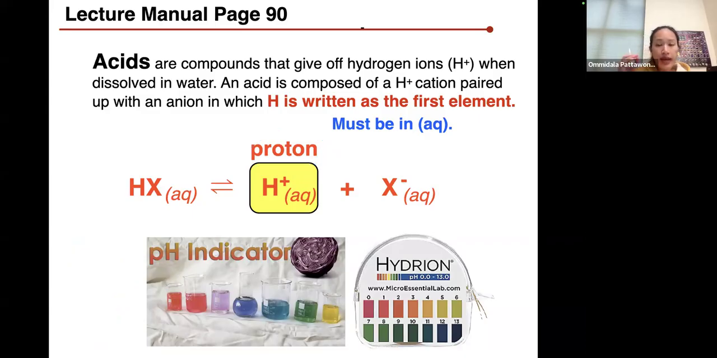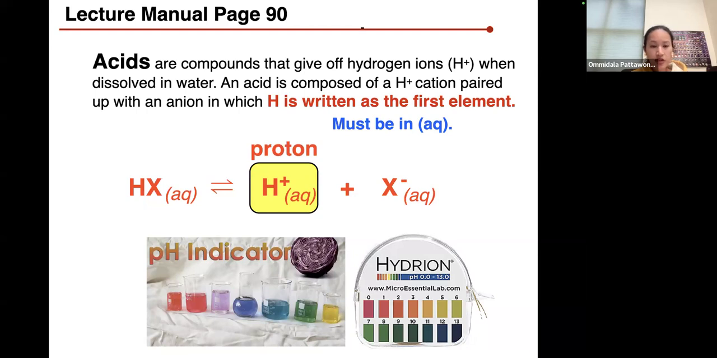All right. So generally, this is how you recognize it. Again, hydrogen written first, followed by another nonmetal. You might see other exceptions when we're looking at organic acids. Some of the organic acids, you're not going to see hydrogen written first. I'm going to talk to you about that later. Okay, so that's how you recognize them.